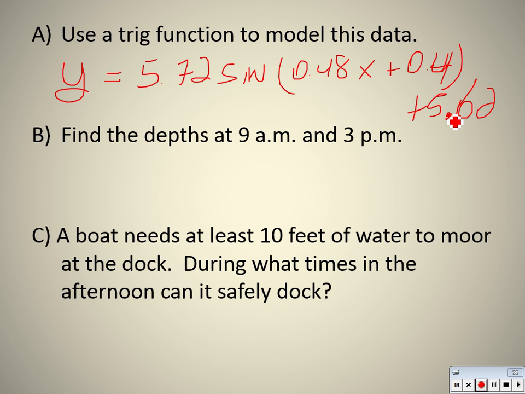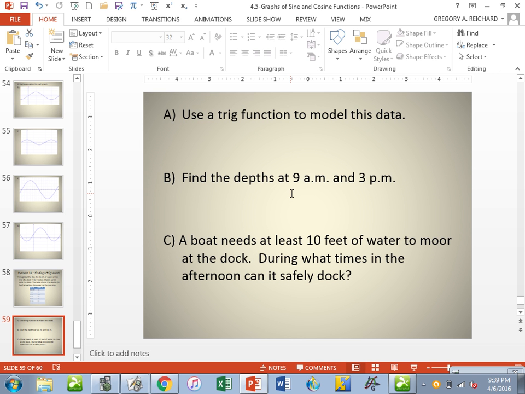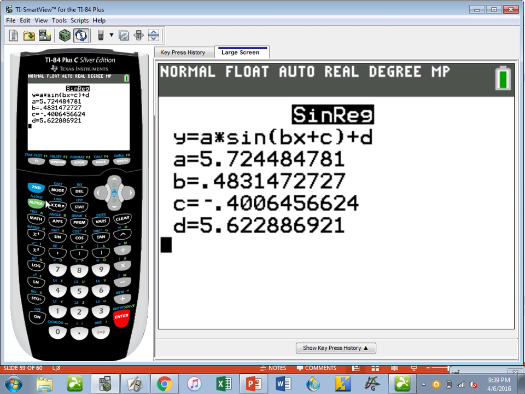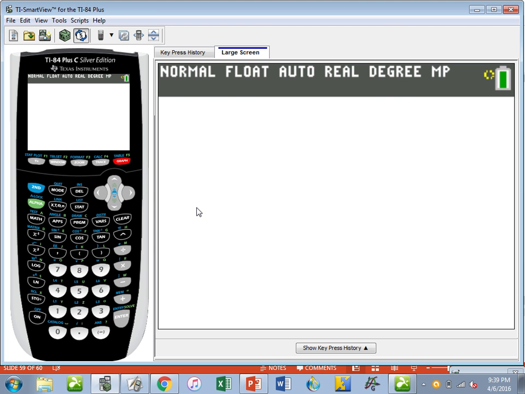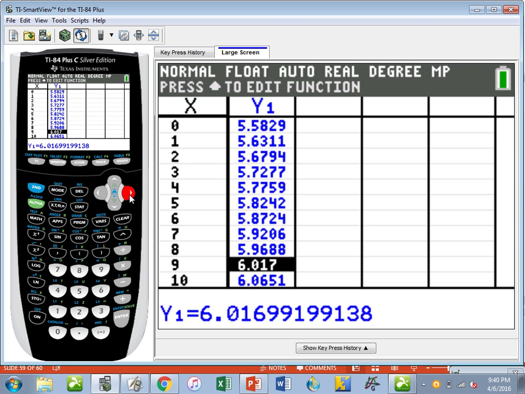So now for part B, it says find the depths at 9 a.m. and 3 p.m. If I come back to my calculator here, one of the reasons I wanted to store this equation in for y1 was because if I go to my table now, I can look up the answers to these 2 questions in a real quick and easy way. Remember, 9 a.m. would be 9 hours after midnight, so that would be an x value that equals 9. So we would say that the depth of the water at 9 a.m. we're approximating to be roughly 6.017 feet.